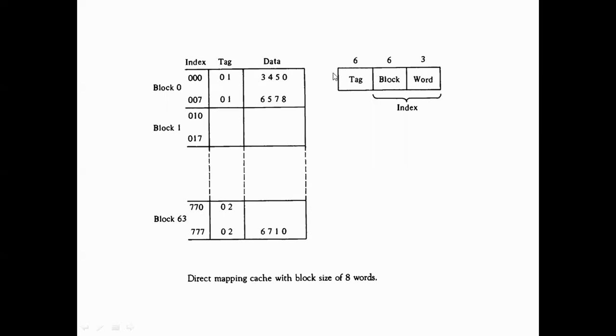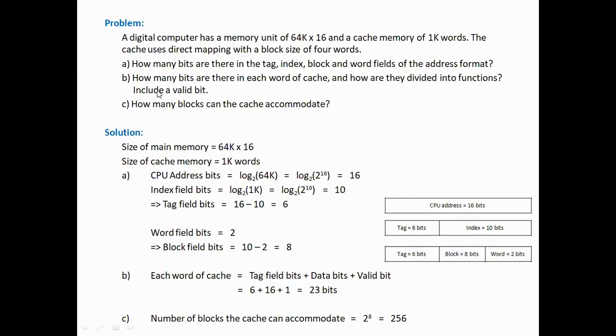So the total word size of the cache will be tag plus data bits plus valid bit. Since it is given in the question, we have to include a valid bit. So one word of cache will constitute of the tag field, the data field, and the valid bit. So 6 plus 16 plus 1 of the valid bit becomes 23 bits. This means that the width of the cache memory, one word of cache memory, is 23 bits.